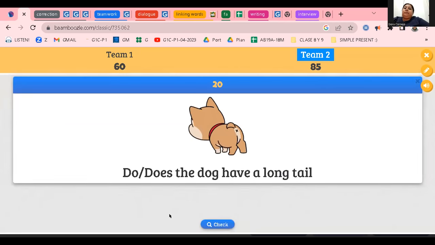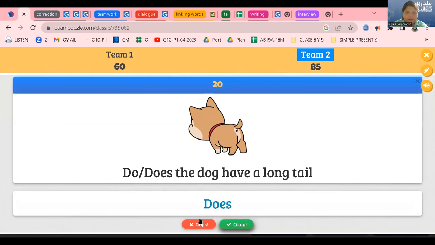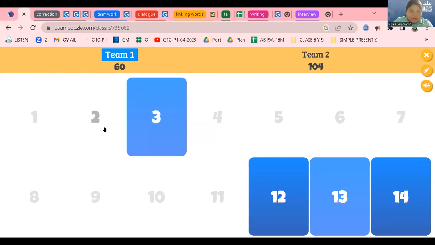Two. Okay. So we already checked this one. I didn't mark it. Well, let's see. Gonna mark it. Yeah, I think so. Pick another one.